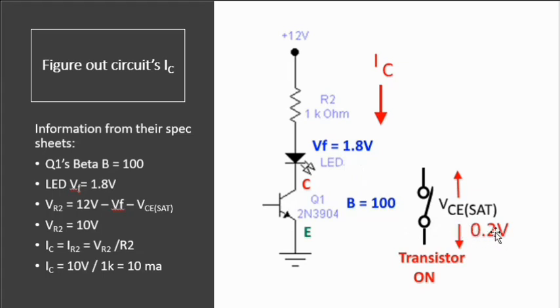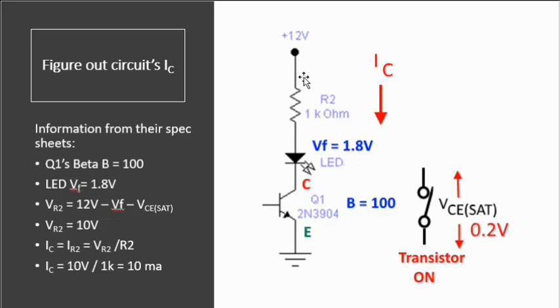So if we know it's 0.2 volts here, 1.8 volts here, we should be able to figure out the voltage across R2. So we start with 12 volts. We subtract the forward voltage of the LED, 1.8 volts. Then we subtract the voltage of VCE sat, 0.2, and that's the voltage across the collector emitter. So when we do that, we end up with 10 volts across R2. Well, the voltage that's left over is going to be across R2, right? So VR2 is 12 volts minus the forward voltage of the LED, minus VCE sat, and we end up with 10 volts.